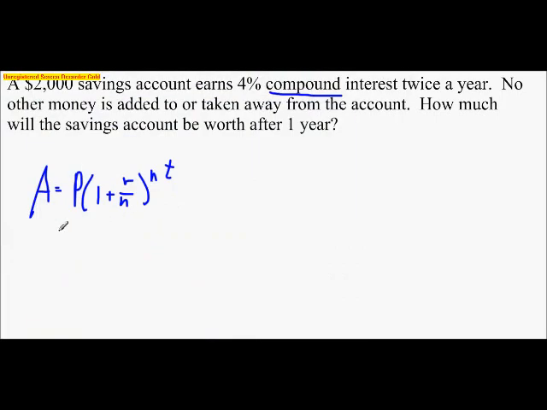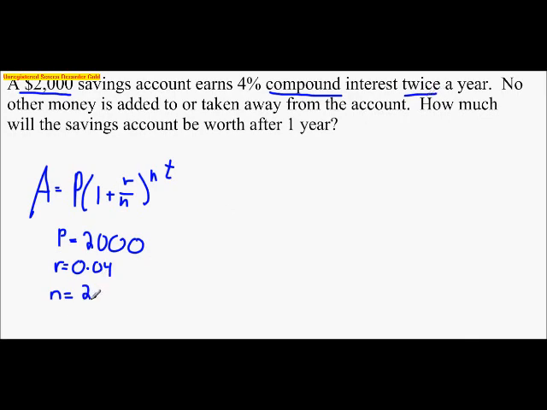So let's write down what we know. What is our P? The principal. It says a $2,000 savings account, so that is going to be our principal, $2,000. It earns 4%, so 4% is going to be our interest rate. Compounded twice a year. If you remember what N stood for, N was the number of times you compounded your interest. So how many times did we compound our interest? We did it twice a year.